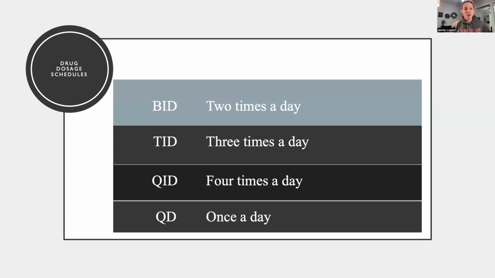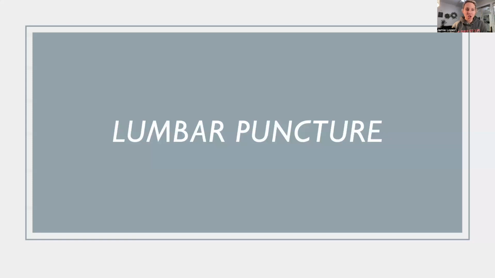So here are the drug schedule abbreviations. BID is 2 times a day. TID is 3 times a day. QID is 4 times a day, and QD is once a day, but you can also see that ordered as daily. LP is lumbar puncture.